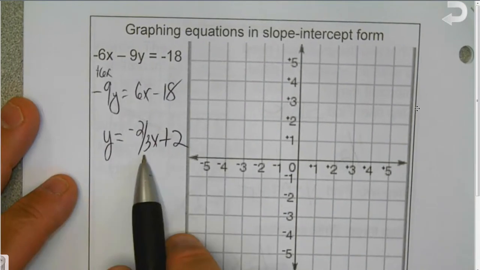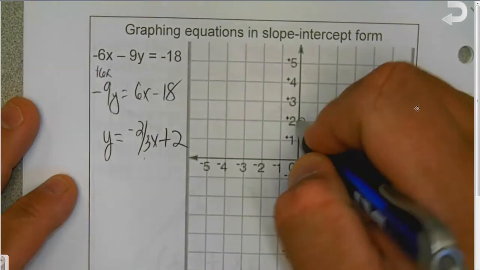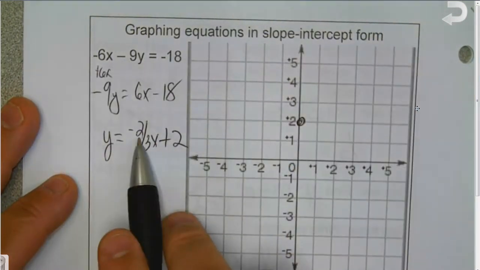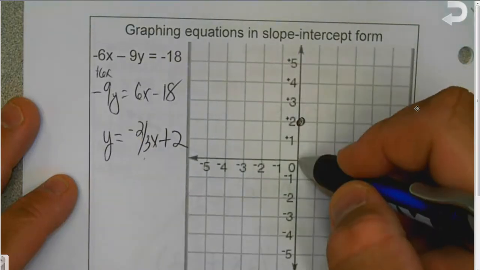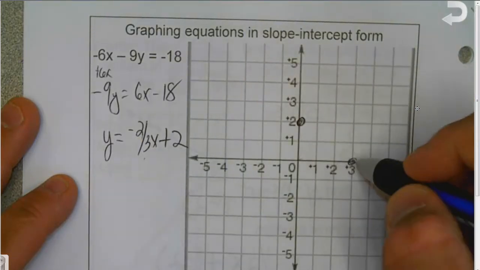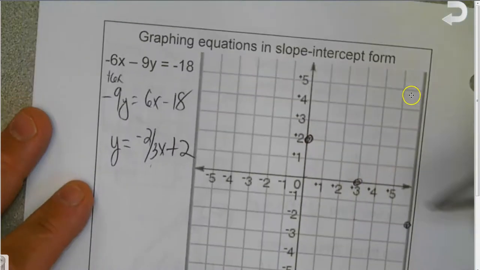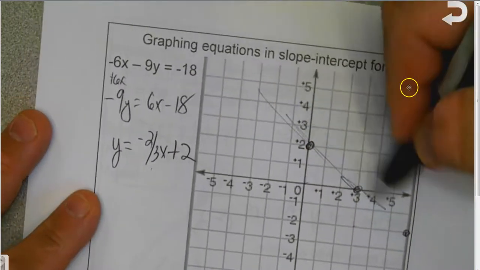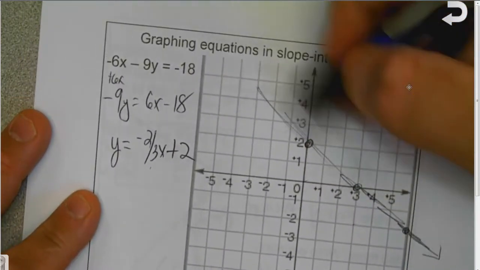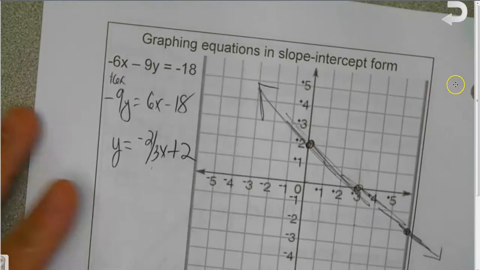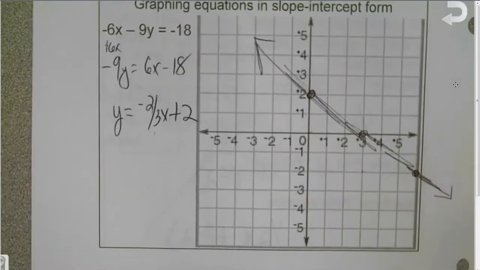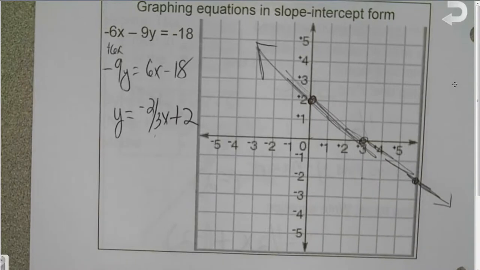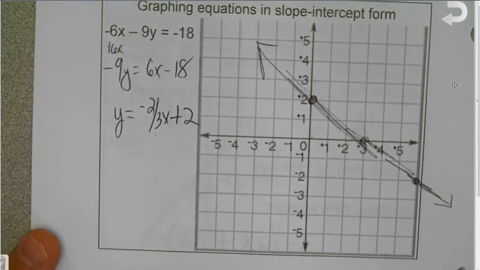So I have my slope, I have my y-intercept. Now, this one is down 2 over 3. Down 2 over 3. Down 2 over 3. Notice that I make 3 points before I graph my line. When you guys work on the problems in class, you will be doing the same thing.